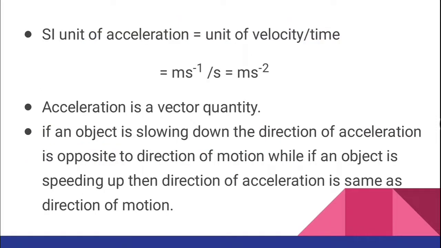Now the SI unit of acceleration. We know that acceleration is the change of velocity per unit time. So the SI unit of acceleration equals unit of velocity upon unit of time, and the unit of velocity is meter per second and the unit of time is second. So meter per second divided by second comes out to be meter per second square. We read it as meter per second square.